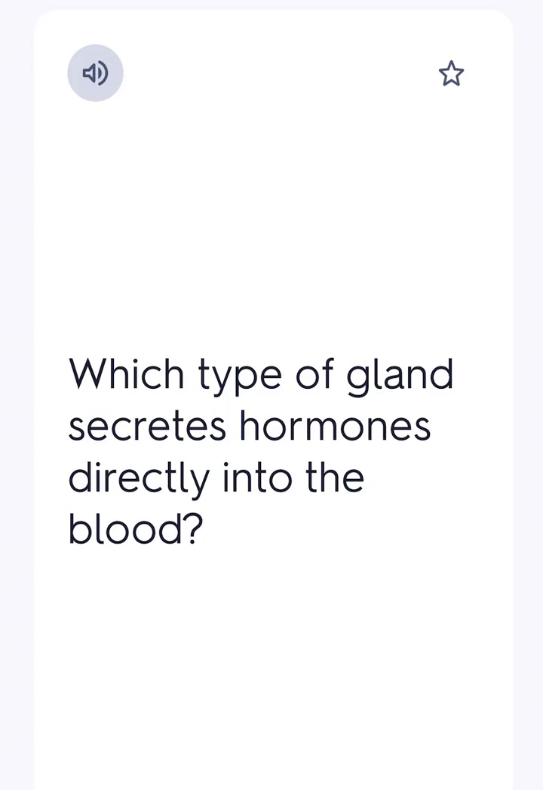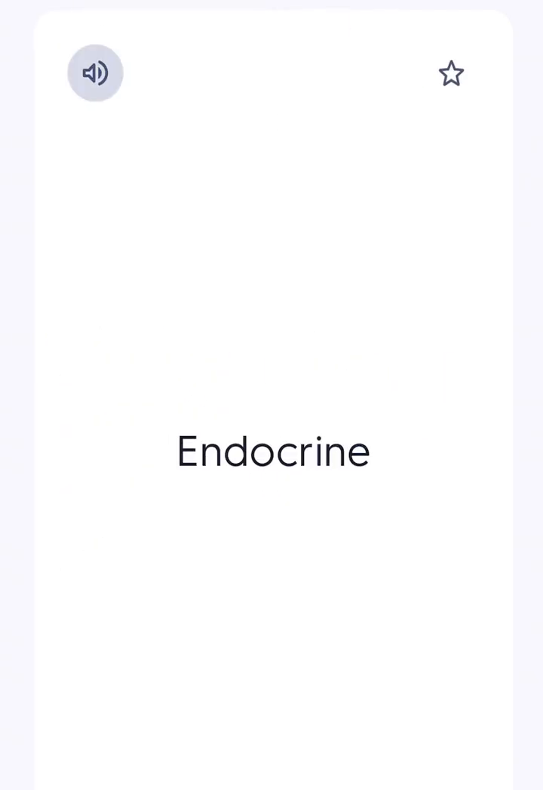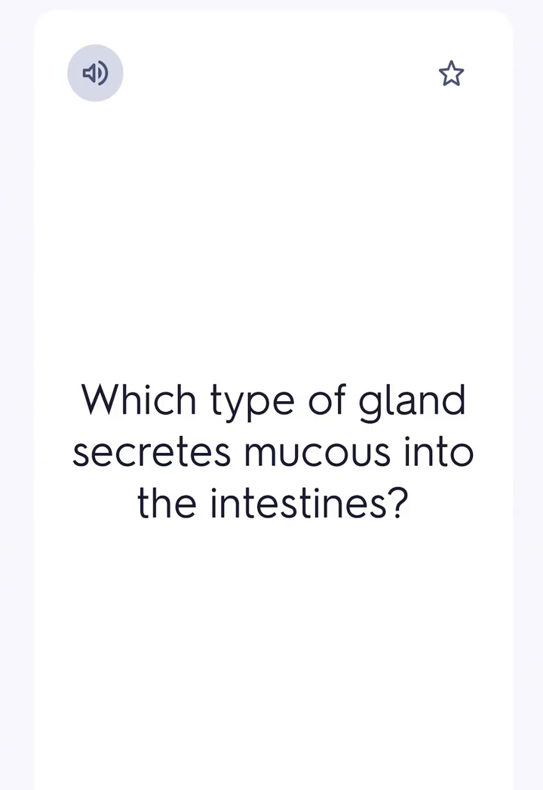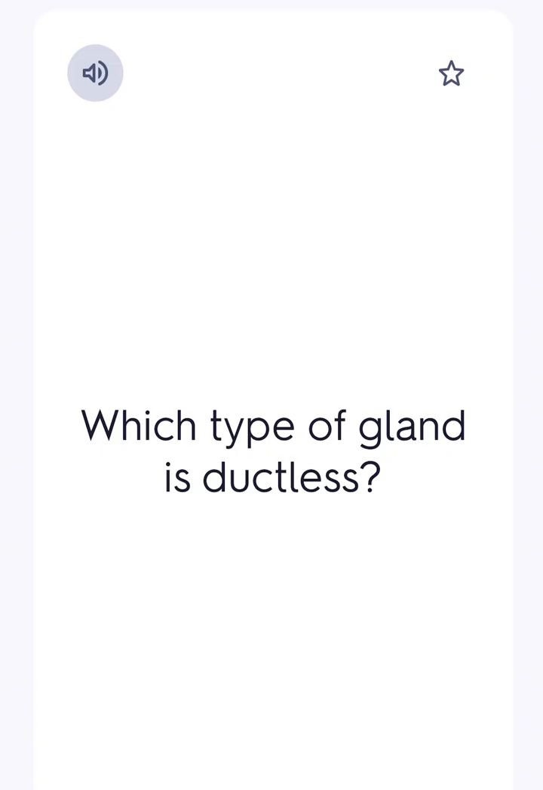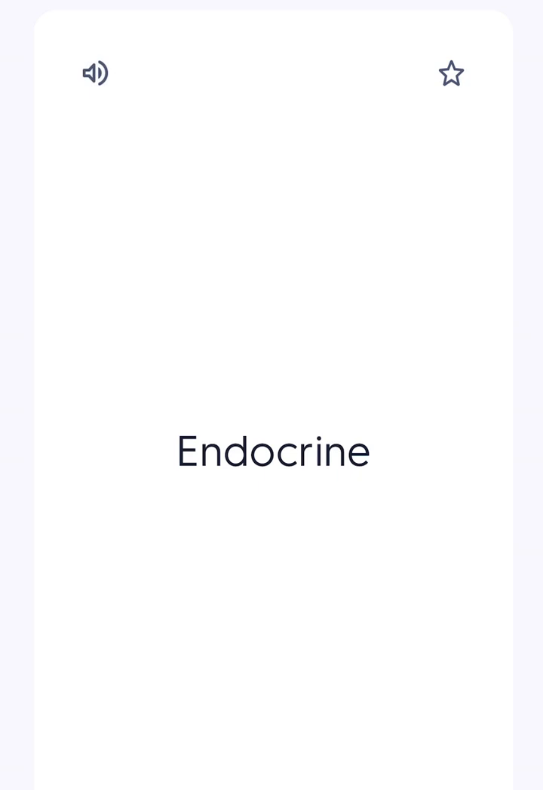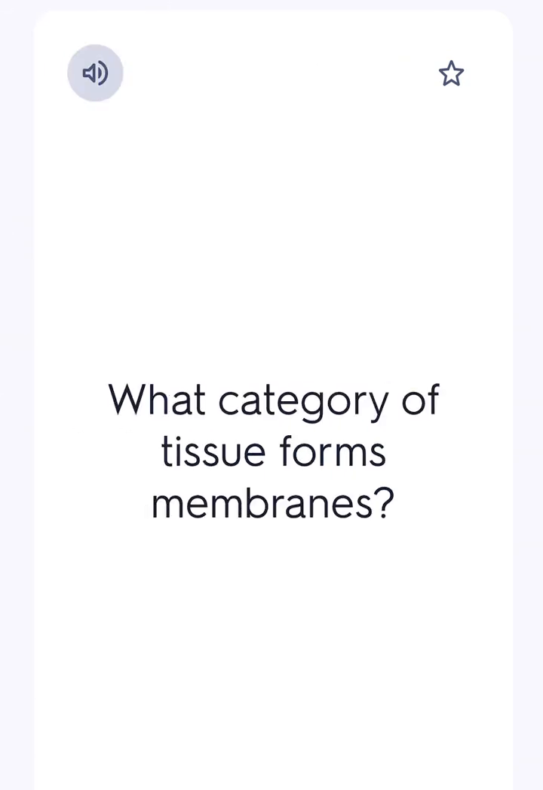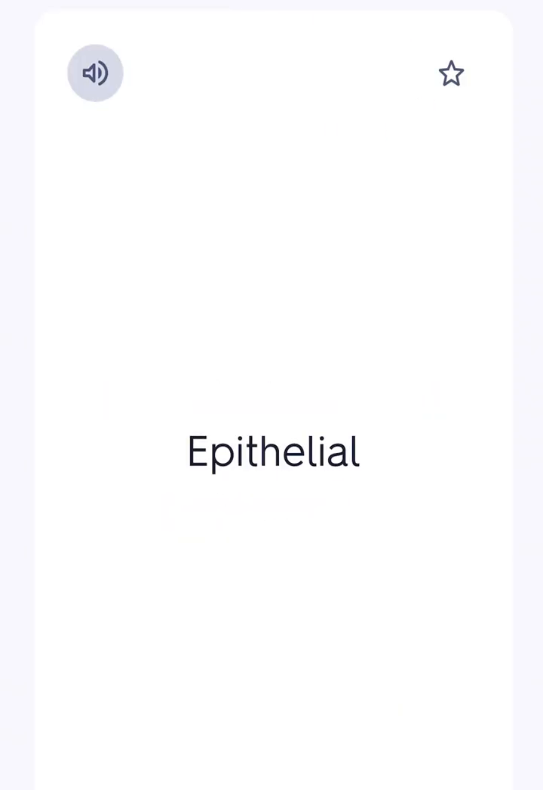Which type of gland secretes hormones directly into the blood? Endocrine. Which type of gland secretes mucus into the intestines? Exocrine. Which type of gland is ductless? Endocrine. What category of tissue forms membranes? Epithelial.